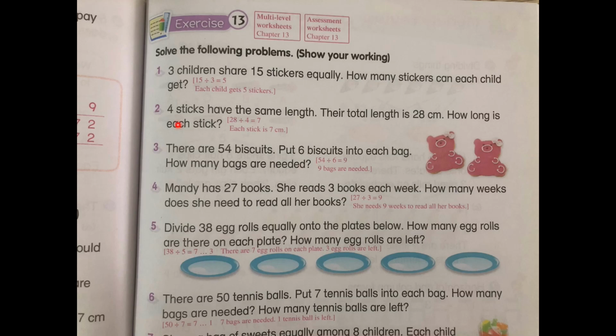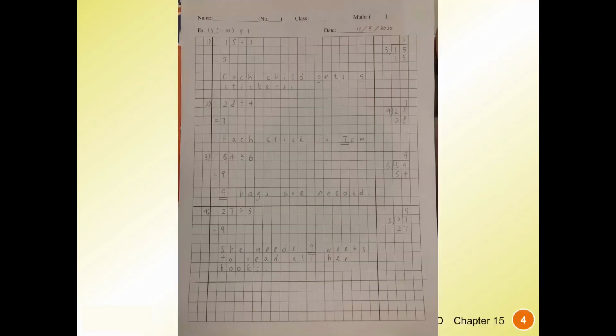Okay, question number 2. 4 sticks have the same length. Their total length is 28 centimeters. How long is each stick? So 28 being the dividend and 4 sticks the divisor. So 28 divided by 4. There. 4 times 7, we have exactly 28. And each stick is 7 centimeters. So remember to write the unit after 7.